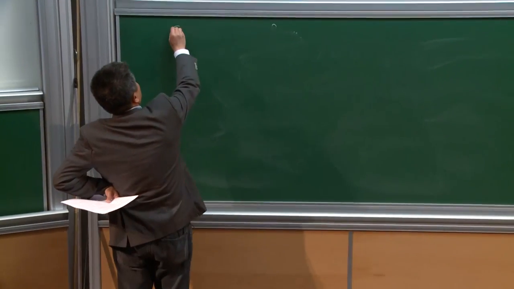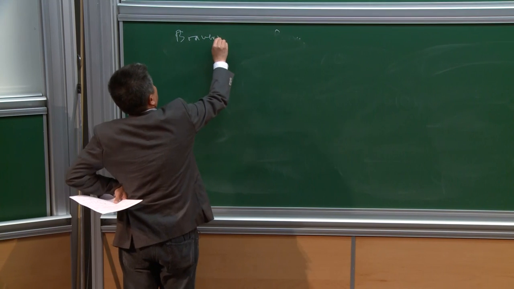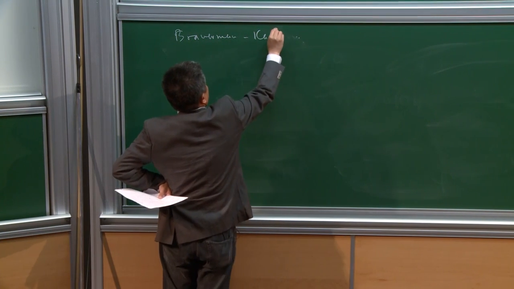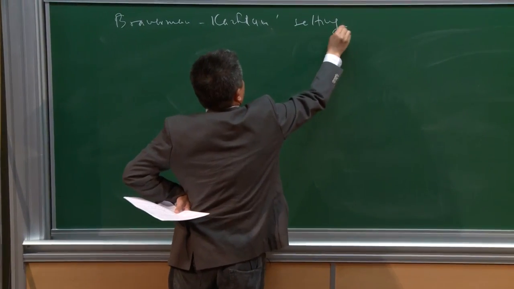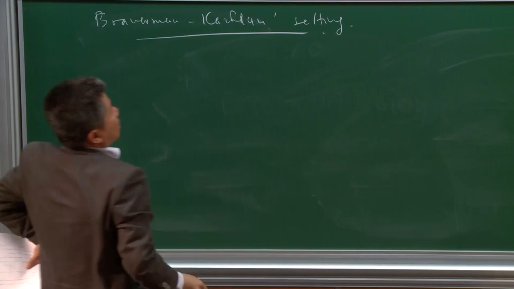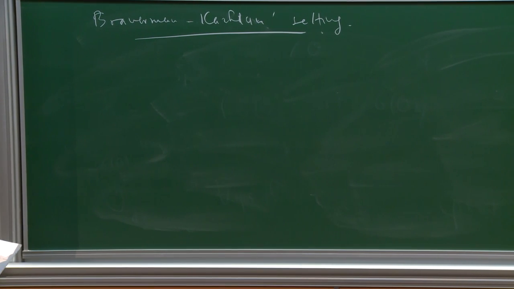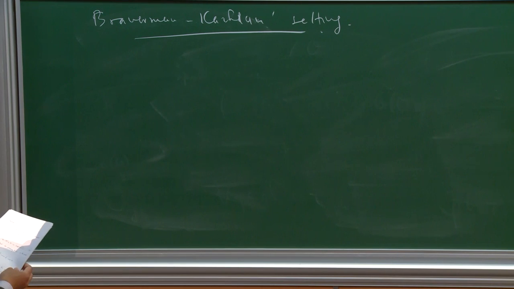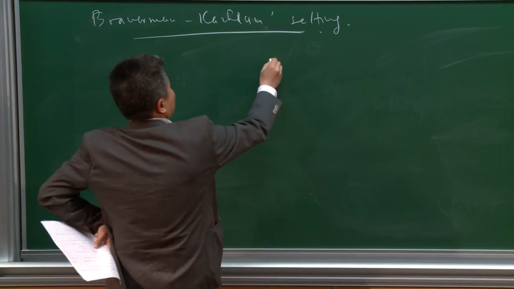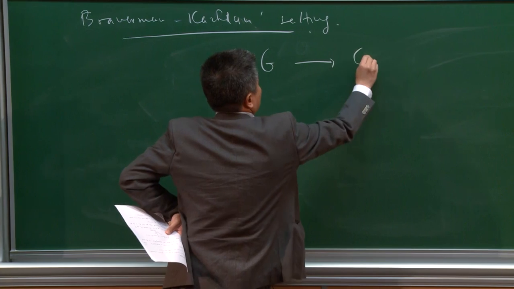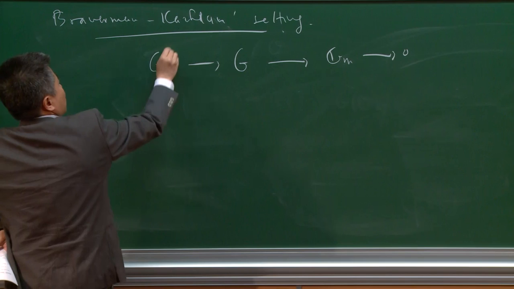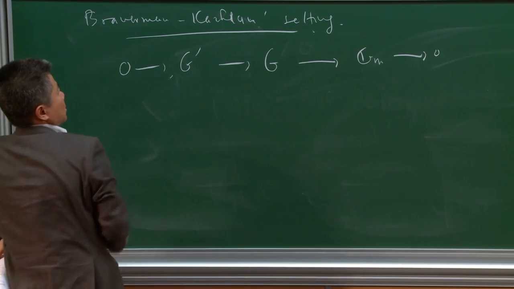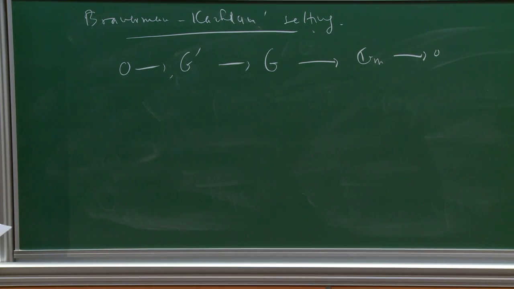So let me define the Braverman and Kazhdan setting. We are going to put ourselves in the situation as follows. G will be an extension of Gm by, let's say, a semi-simple group. This is not important, but just assume this is semi-simple, so that it looks like GL n.